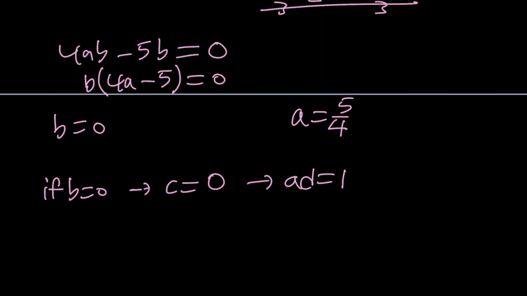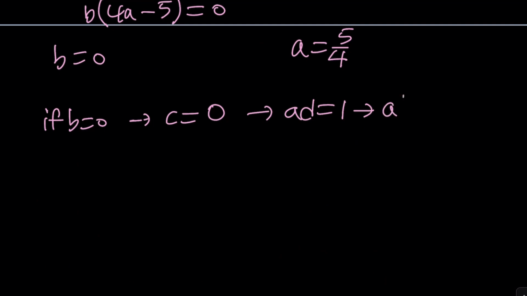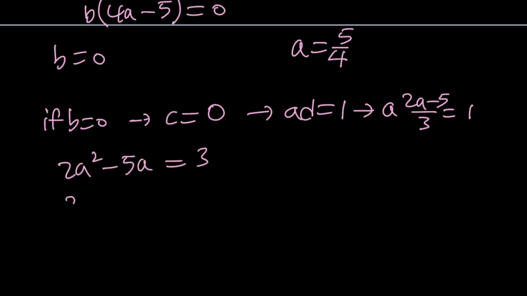So from here we can write ad as a times d, which was written as (2a minus 5) over 3. Remember, we were able to write d in terms of a. So a times (2a minus 5) over 3 equals 1. Let's go ahead and distribute. 2a squared minus 5a is equal to 3. 2a squared minus 5a minus 3 equals 0.